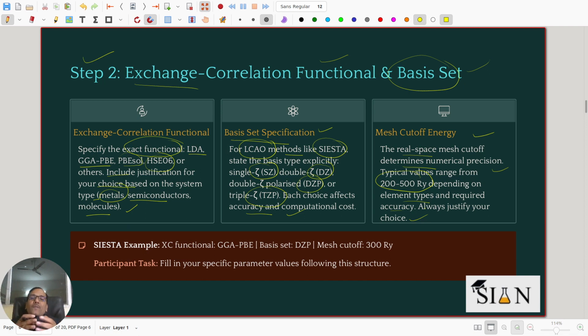So why I am selecting that specific cutoff energy and other things is known as the convergence test. Here you can mention that even in the form of a plot. For example, this is that SIESTA example: XC functional GGA-PBE, basis set DZP, mesh cutoff is 300 Ry in my case. In your case, what parameters will you have to mention? Fill in your specific parameter values following this structure.